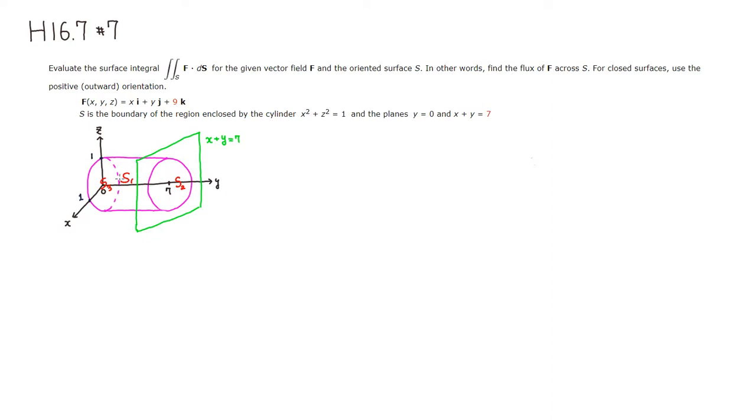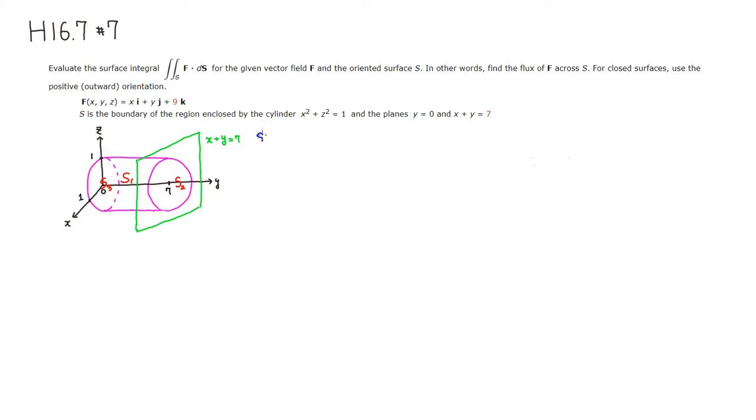You can see that there are three parts to it. S1 is going to be the side wall of the cylinder, S2 is the intersection with the plane x plus y equals 7, and S3 is the bottom. So let's look at S1 first.